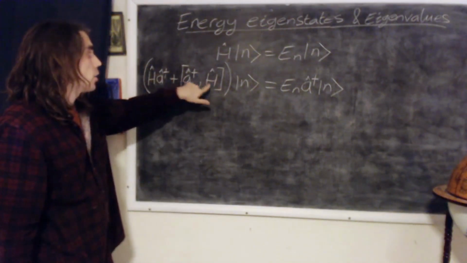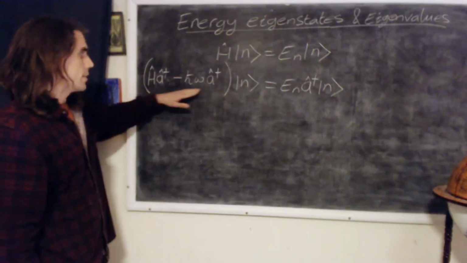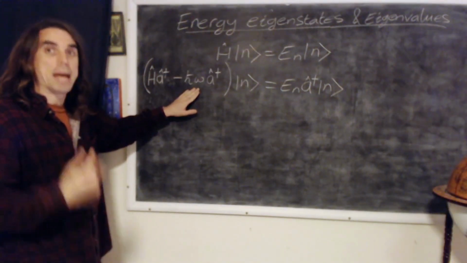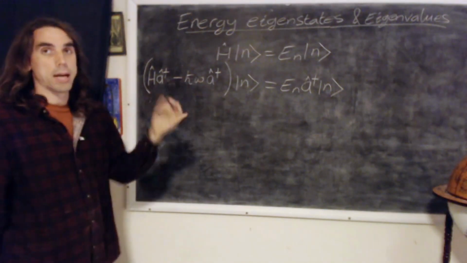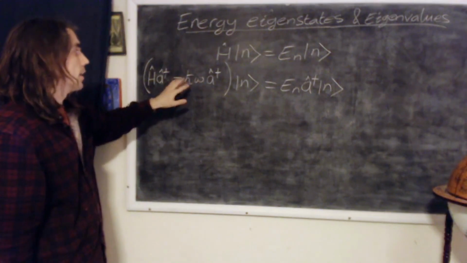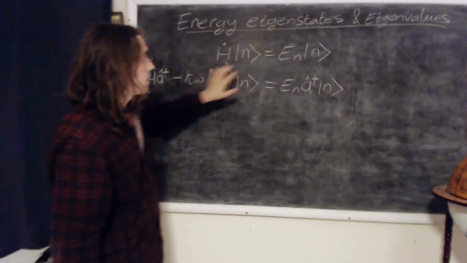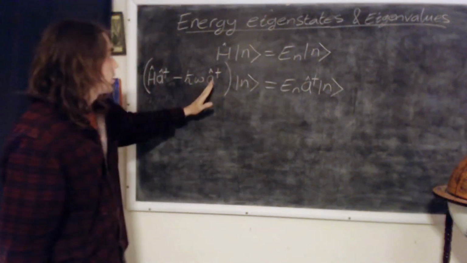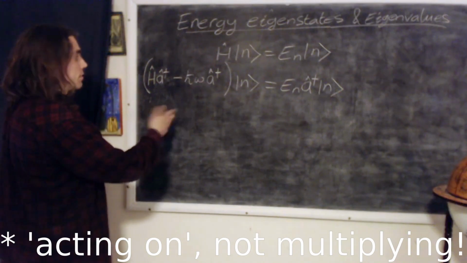But A dagger commutator with H we've just worked out, and it's this. We worked out H A dagger on the previous board and found h bar omega A dagger, so A dagger commutator H is minus that. So we can add this term over to the other side, because it's just an A dagger multiplying a ket n, and this gives us the result.